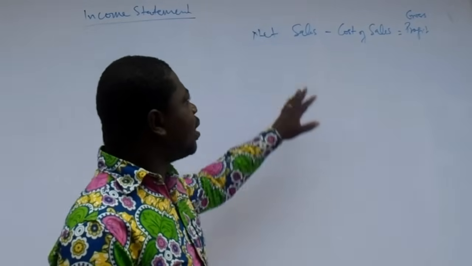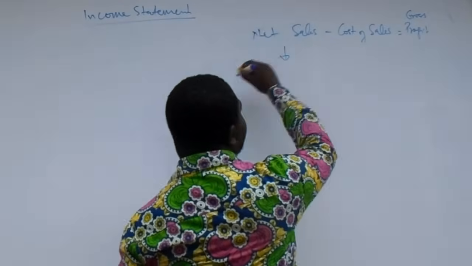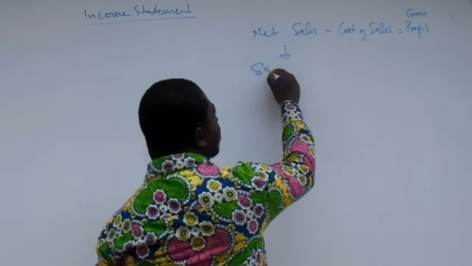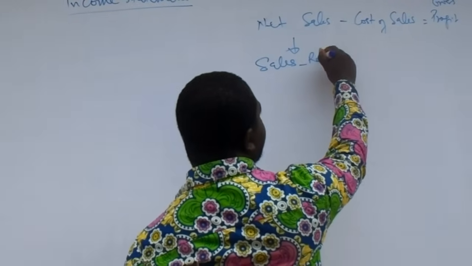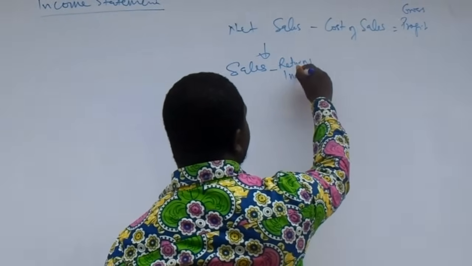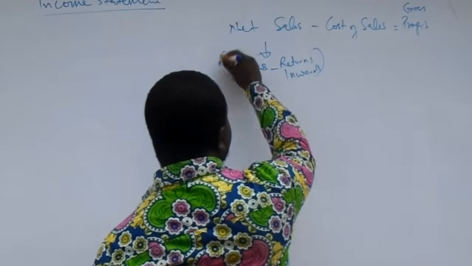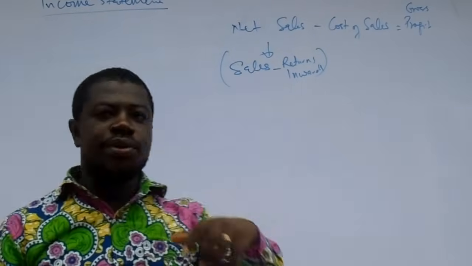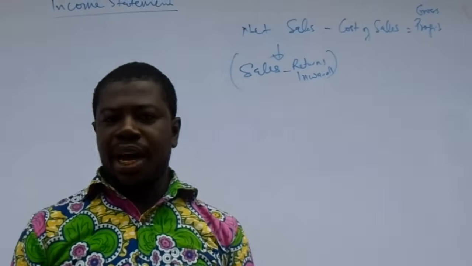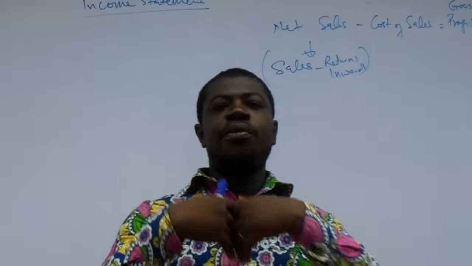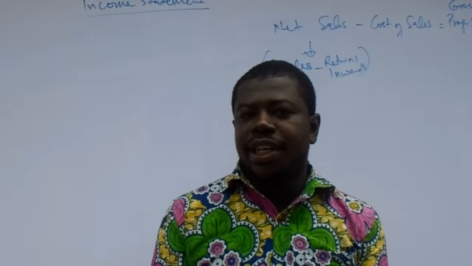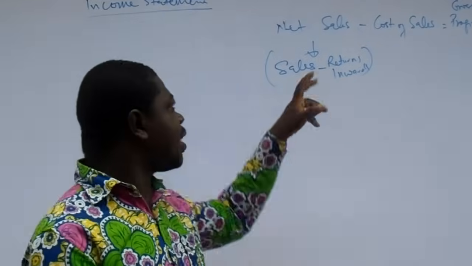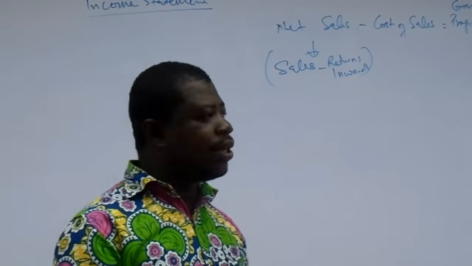Now take note that in order to get the net sales, it is your sales minus your returns inwards, or what we call sales returns. And so when you take out your returns inwards from sales, you get your net sales. Sales is reduced by returns on sales. And so when we make sales and then the customers return them back to us, the returns that are made reduce the value of the sales, and that is how we get our net sales.